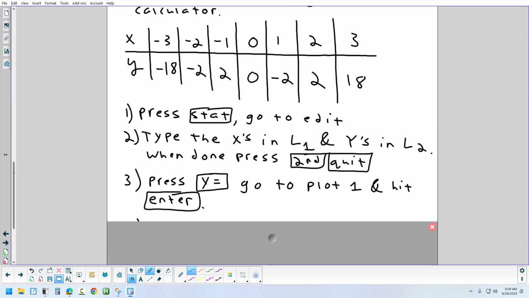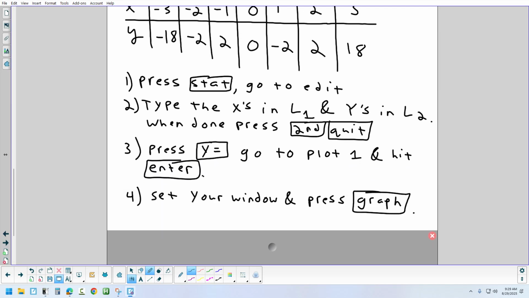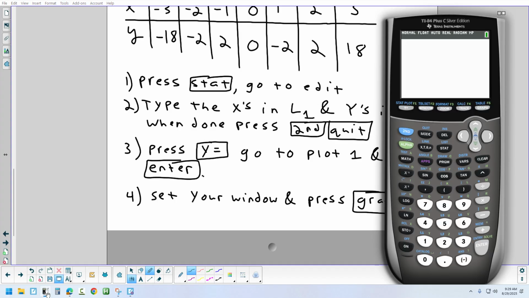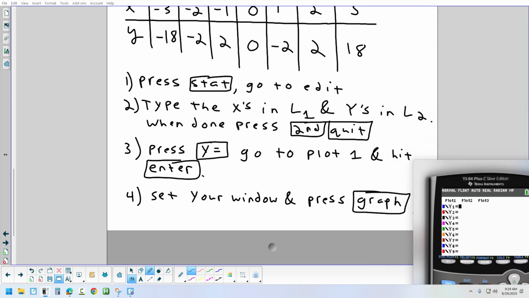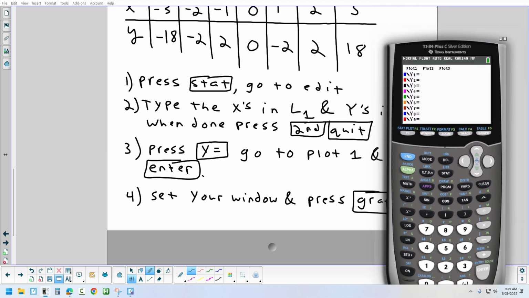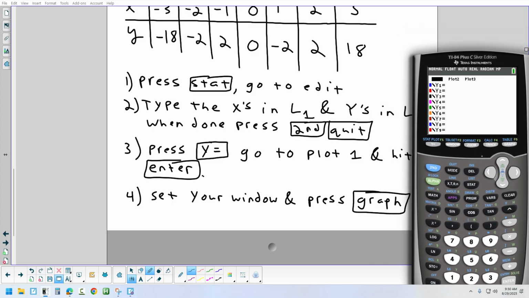Okay, so the last 2 steps are we want to graph those points. But we have to tell the calculator to do that. I want you to press the Y equals button. And then I want you to hit the up arrow. When you hit the up arrow, it should highlight plot 1. It should be blinking. Is everybody's plot 1 blinking?